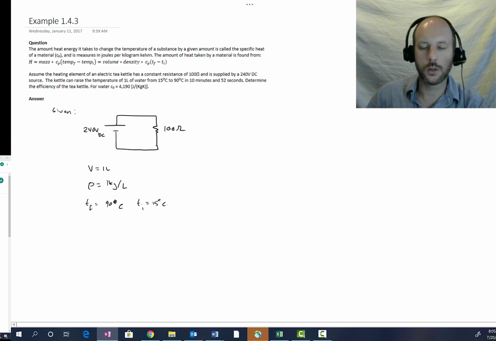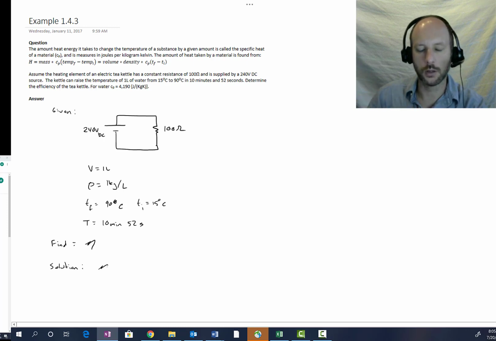Finally, we know that the temperature change took some time to heat the water up, and so that time is 10 minutes and 52 seconds. So those are our givens. We've been asked to find the efficiency, which you'll recall is given the symbol eta. That kind of looks like the cursive N in the Greek alphabet.